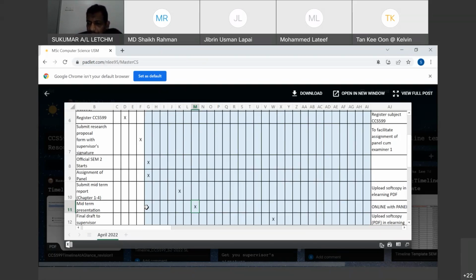Because sometimes your supervisor might mislead you. So your panel could help to see, okay, this is not something that is supposed to be this way, and go in this direction instead, or things like that. Depending. That's the reason. Okay, anything that you want to know more?